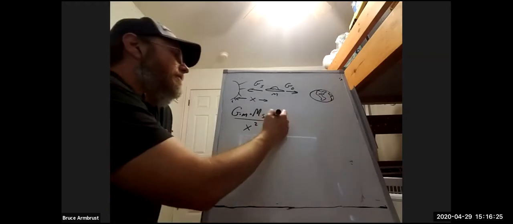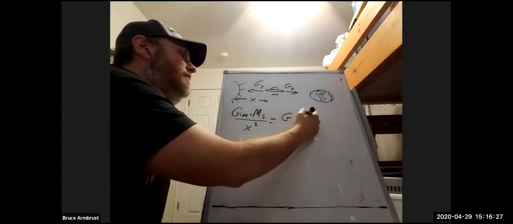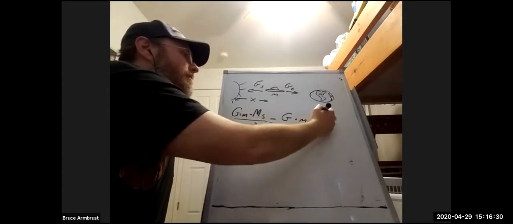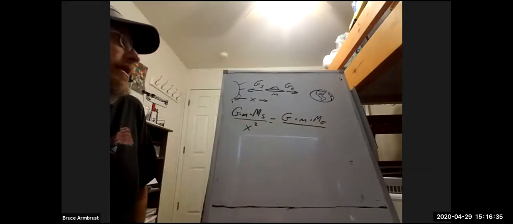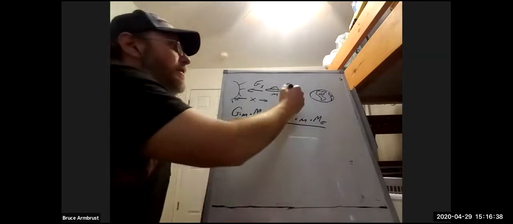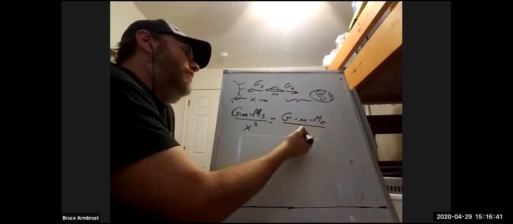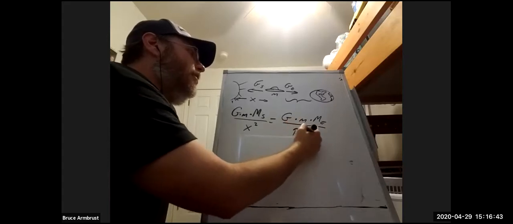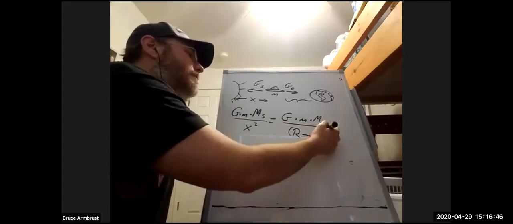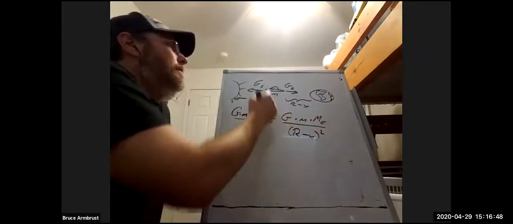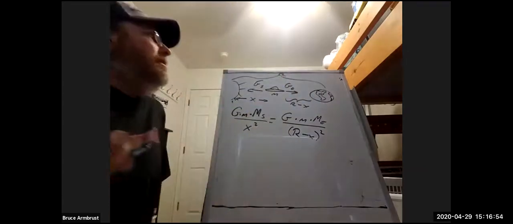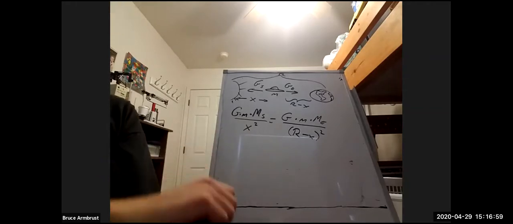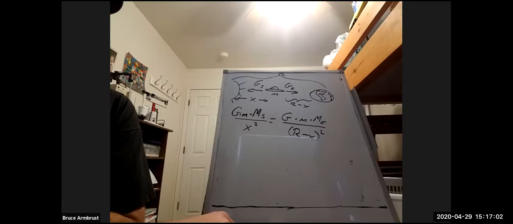So let's do the same thing with the Earth. We're going to have our gravitational constant, the same mass of us, but now this is times the mass of the Earth. And then we need another distance. We need this distance right here, and I'm going to call that R minus X. So that makes this distance R. So big R is going to be the distance from the center of the sun to the center of the Earth.